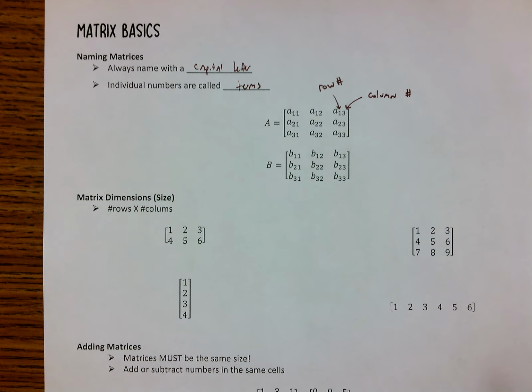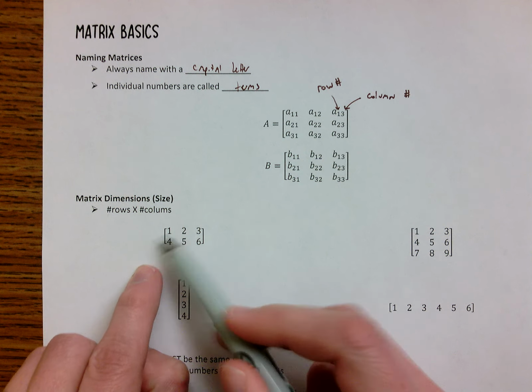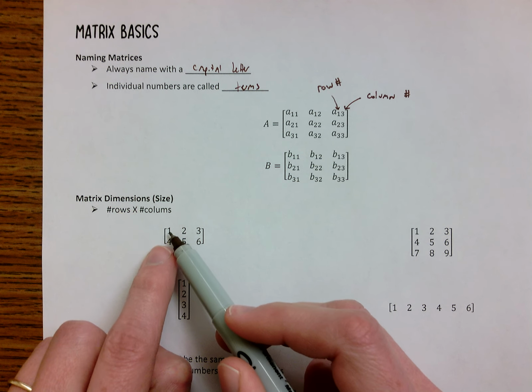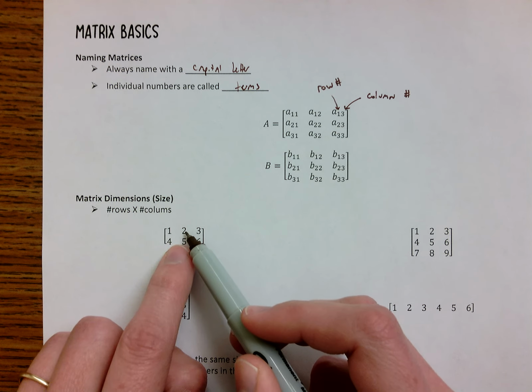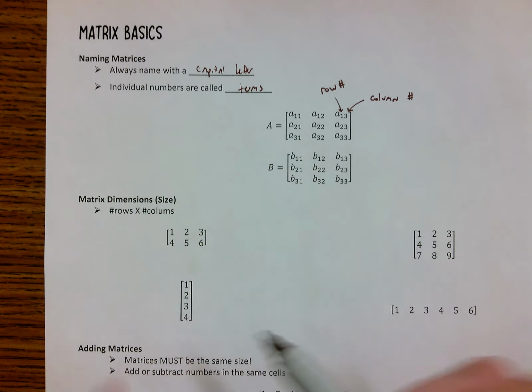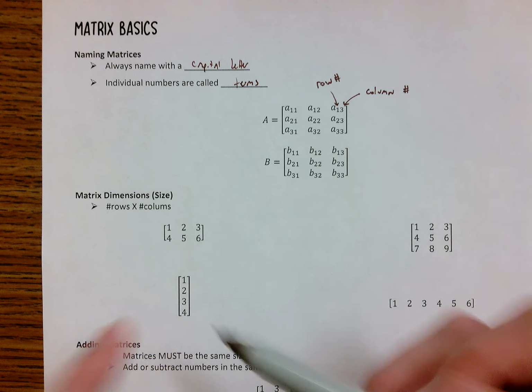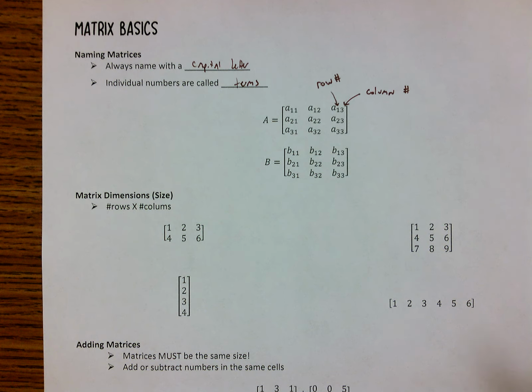So when you look at a matrix like this guy here, if we call this matrix A, then this would be A sub 1, 1. So it's the first row, first column. This guy here would be A sub 1, 2, first row, second column. This would be A sub 1, 3, first row, third column. If we looked at this guy right here, this would be A sub 3, 1. Third row, first column. So it's always rows by columns.